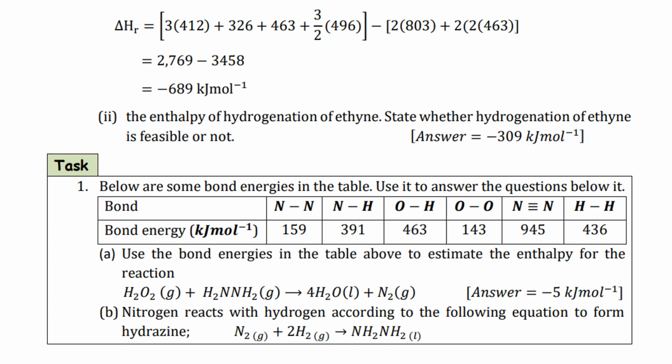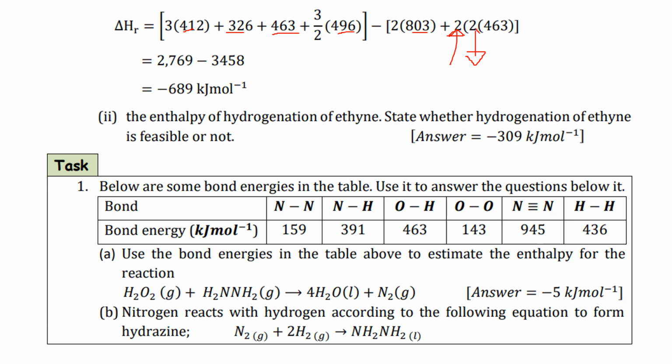Now on substituting the required values with the bond energies that you have represented above, you're going to have 3 into 412, then plus 326, then plus 463, and then plus 3 over 2 into 496, then minus those of the products, which is 2 into 803. Now you may ask yourself, where is this 2 coming from? Remember that this 2 is the coefficient that is present on water. And then this 2 is because you're having 2 oxygen to hydrogen bonds in water.